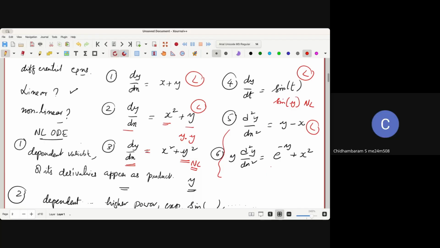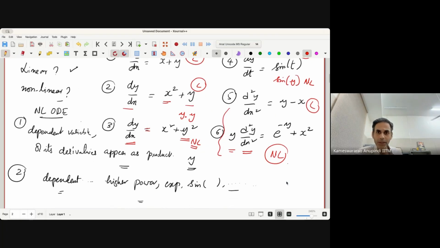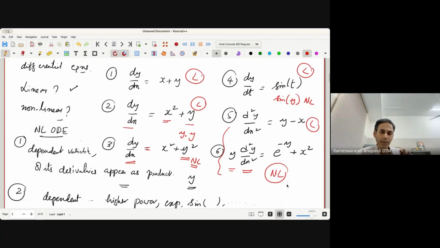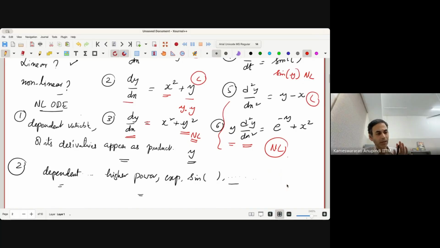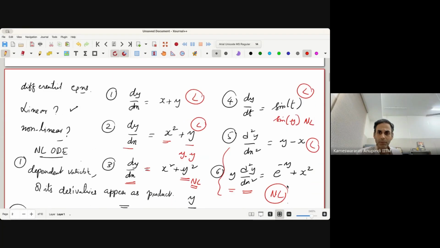What about the sixth equation now? Oh, that's nonlinear. It is nonlinear because you're multiplying y with d square y by dx square. So this is a nonlinear equation. Yeah. Okay, fine. At least with these principles we are able to identify whether it is a linear differential equation or a nonlinear differential equation. You can apply this to any equation that you come across. I think that is important.